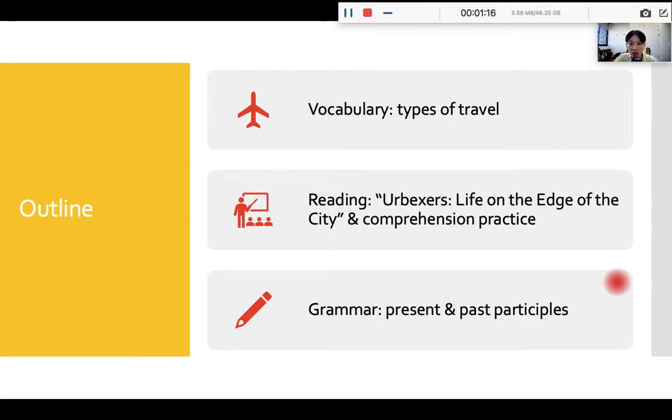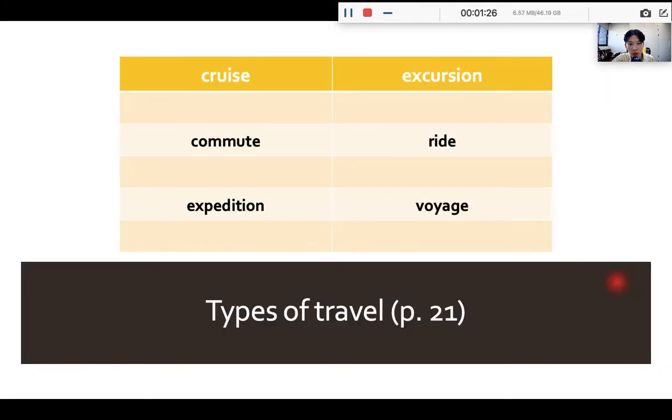Okay, let's get started. First of all, I would like everyone to take out your textbook Perspective 2 and turn to page 21. So on page 21, I want you to take a look at activity 3. Under activity 3, you see 6 pairs of words. Have a look at them. Do you know what they mean? And do you know how they are different from one another?